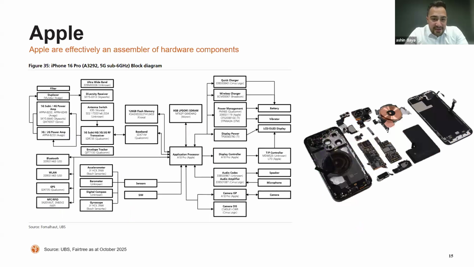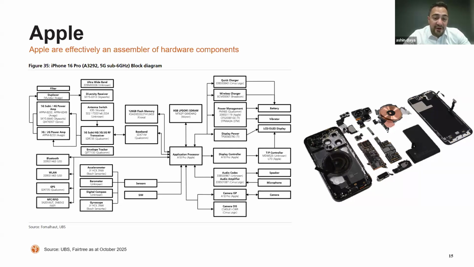And then I think the idea behind this slide is to talk about the fact that Apple are really just an assembler of various different hardware components. So there's a lot of detail on the left-hand side diagram, but what I want to point out is that this diagram shows the various different components which go into an Apple device. And almost all of these, or 90% of these components, are supplied by various other suppliers.